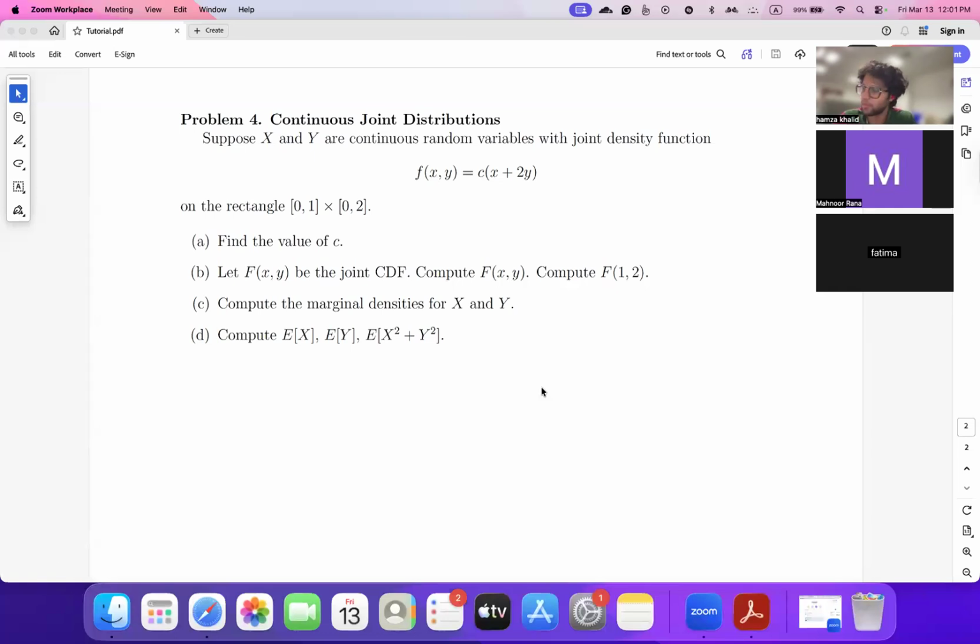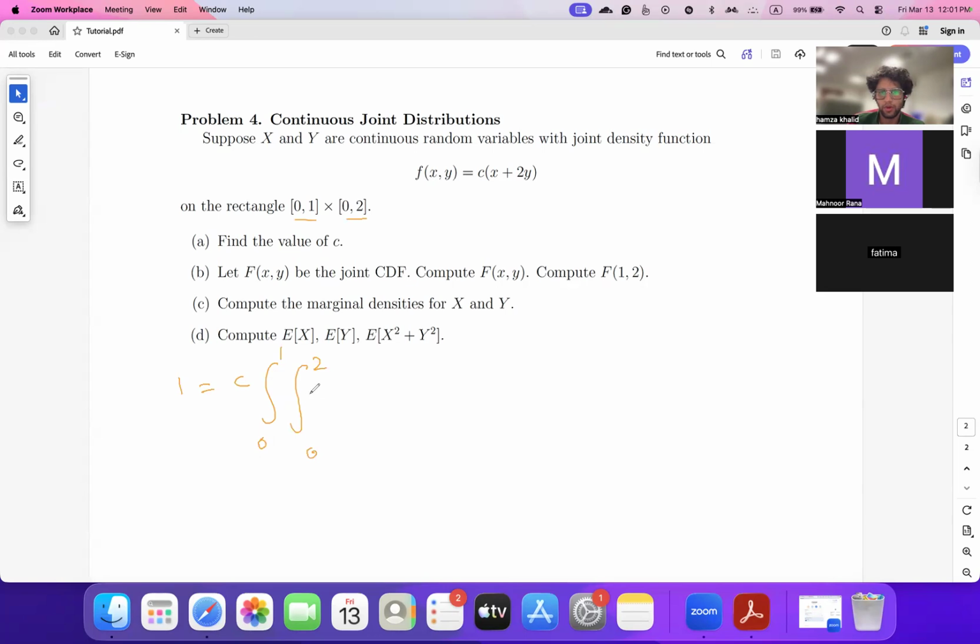Okay, so let's just compute. Well, what do you want to find out? You want to find out the value of c. Well, you know that your integral is basically 1 and the range is this, right? So you have c outside and then double integral 0 to 1, 0 to 2.